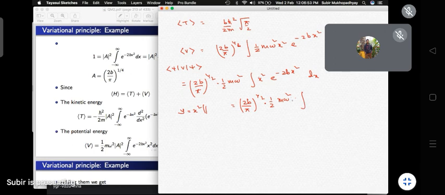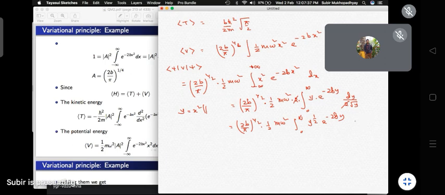This will then become, first we'll convert it from 0 to infinity. So I'll get a piece of 2 here then. Then we get y here. This will become e to the power minus 2by. And then we know dx will become dy by 2 root y. This 2 cancels out. It will be y to the power half. So 2b by pi to the power half, half m omega square, integral 0 to infinity, y to the power half e to the power minus 2by.